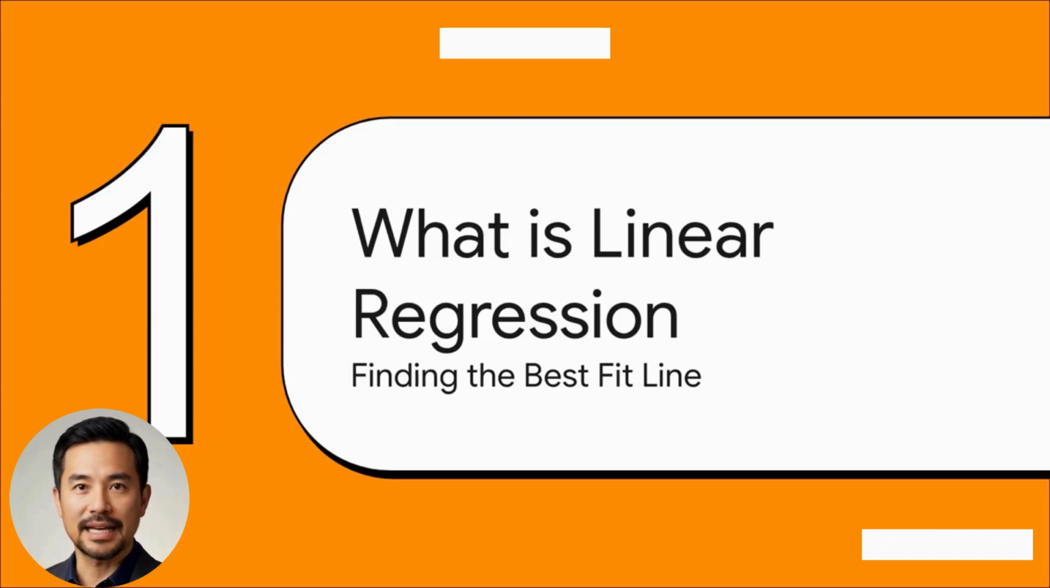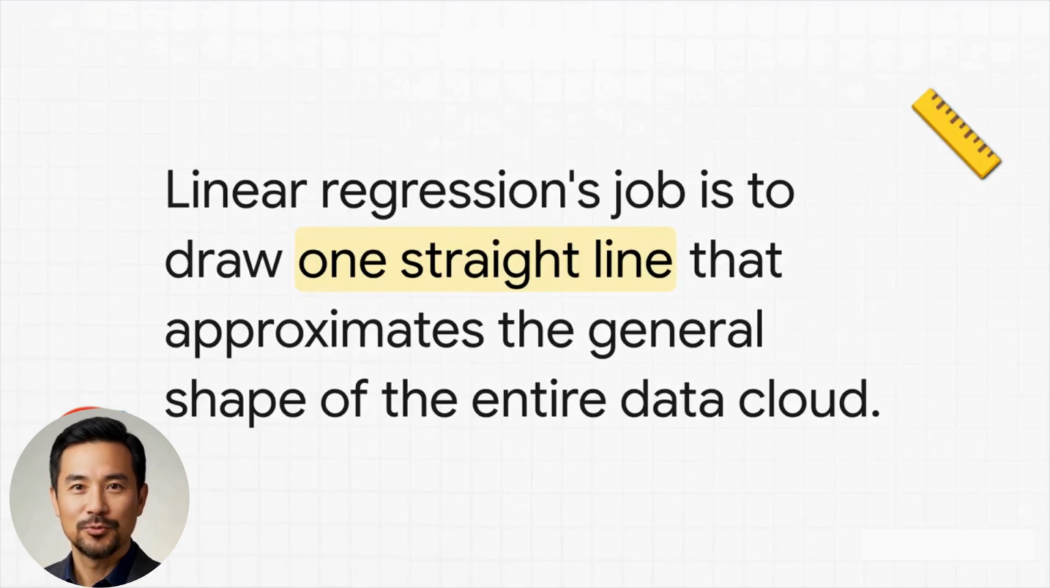And that brings us to our main topic. What exactly is linear regression? When you boil it all down, it's just about one thing: finding that single, perfect line that best represents the trend in all that data. And this is what we're aiming for. The whole point of linear regression is to look at all those scattered points and draw one single, straight line that slices right through the middle of them. It's the line that best shows the general trend, the core relationship we're looking for.